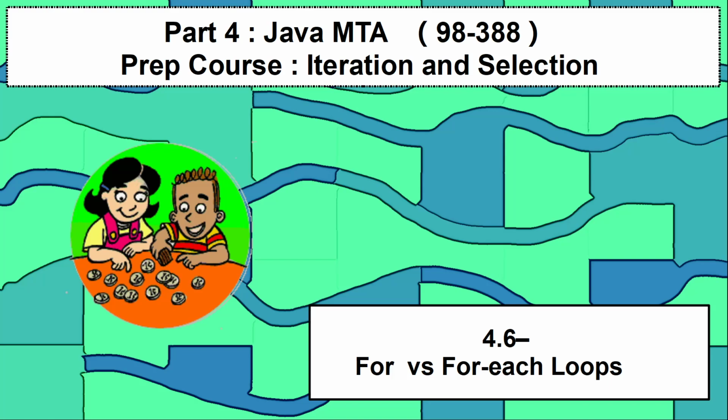Hello and welcome to my sixth video in my Part 4 Java MTA course. In this one we're going to be looking at the difference between a for loop and a for each loop.